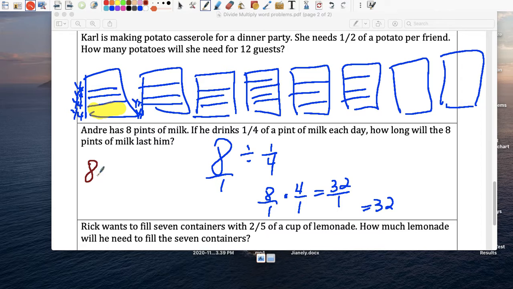Now, let's say you started with multiplication. Well, let's multiply 8 times 1/4. Put it over 1. 8 times 1 is 8. 1 times 4 is 4. So here it says 2 days. Here it says 32 days.